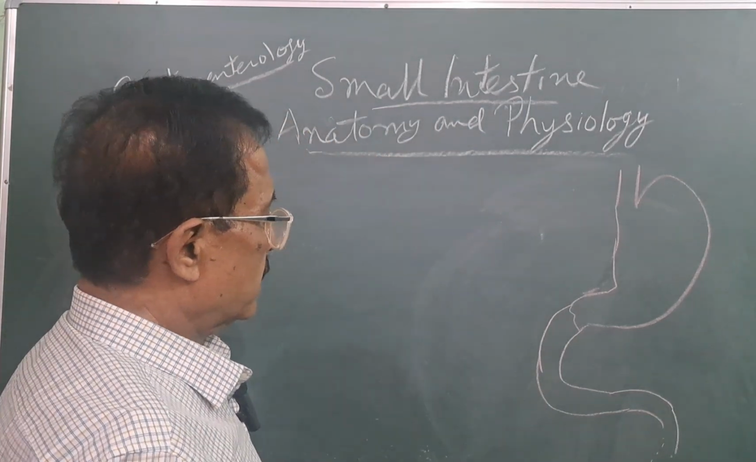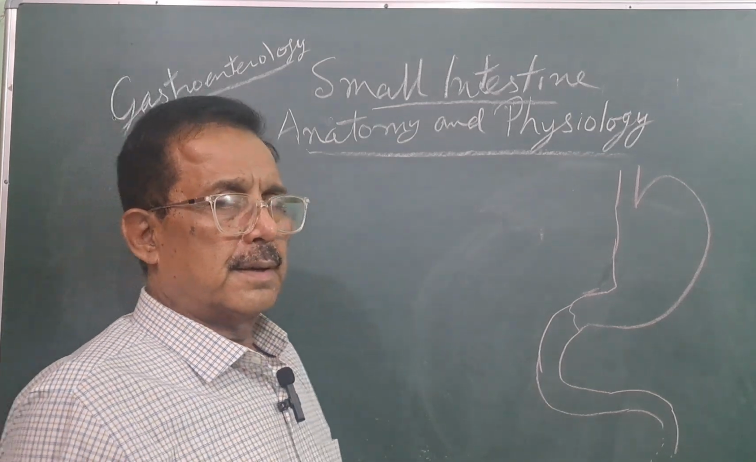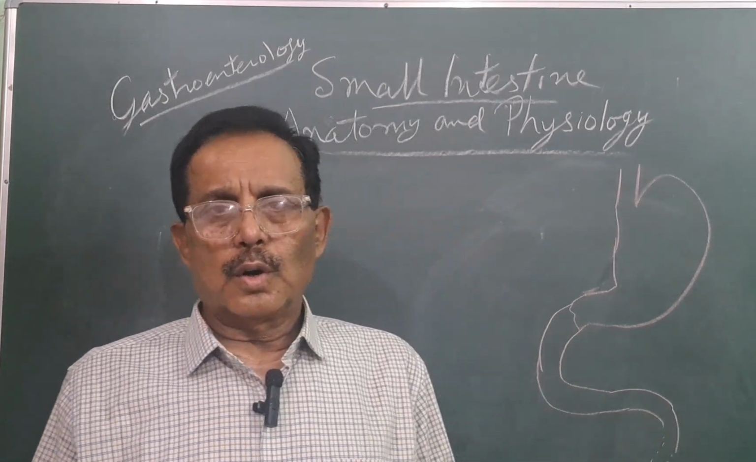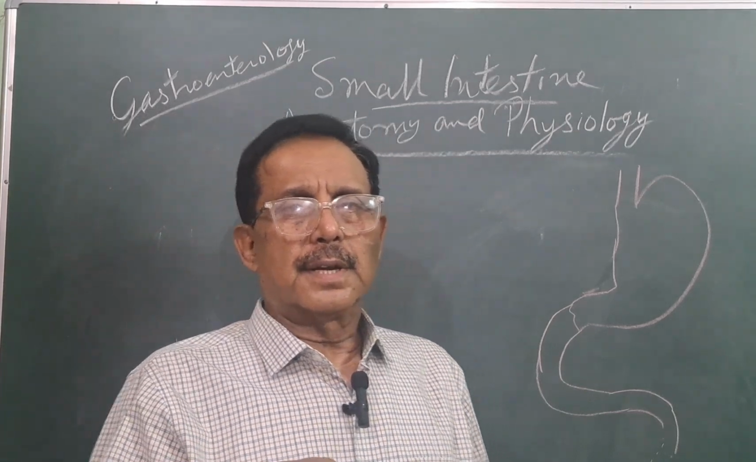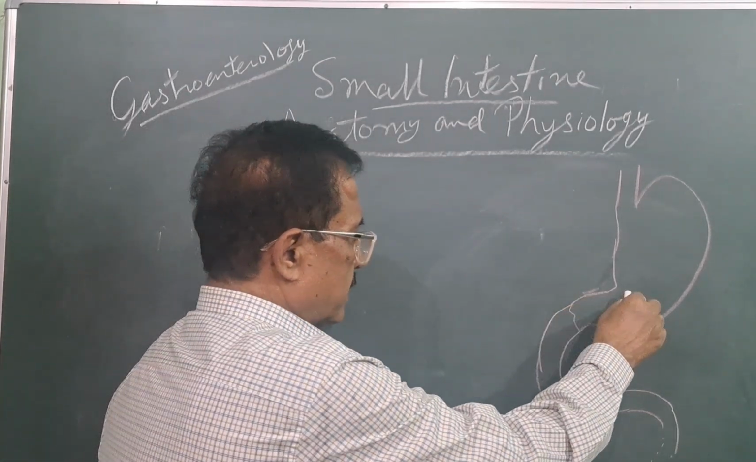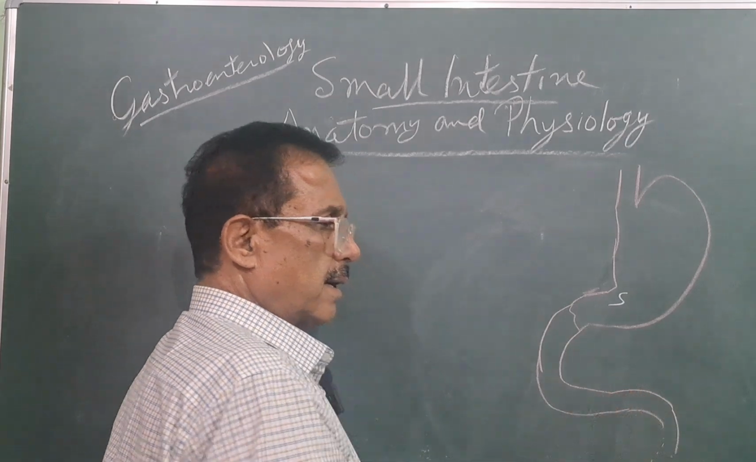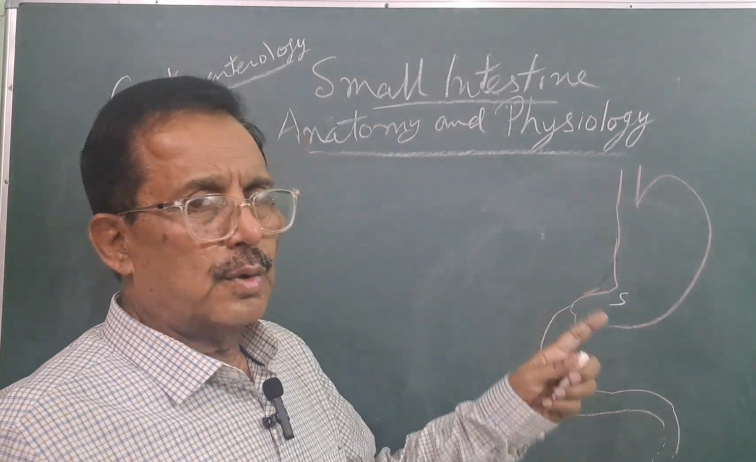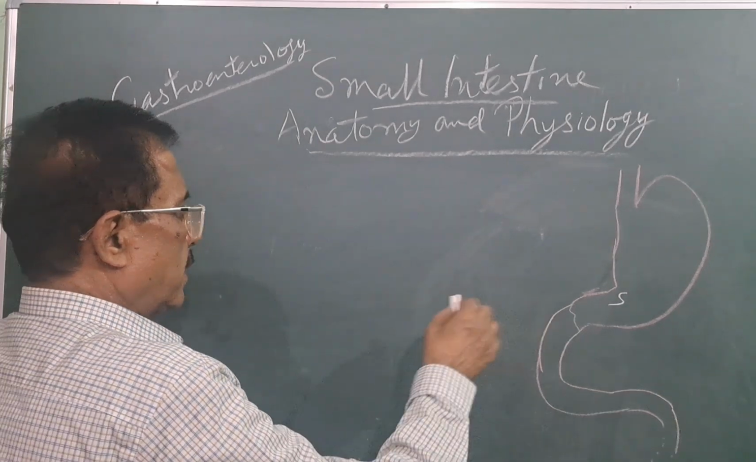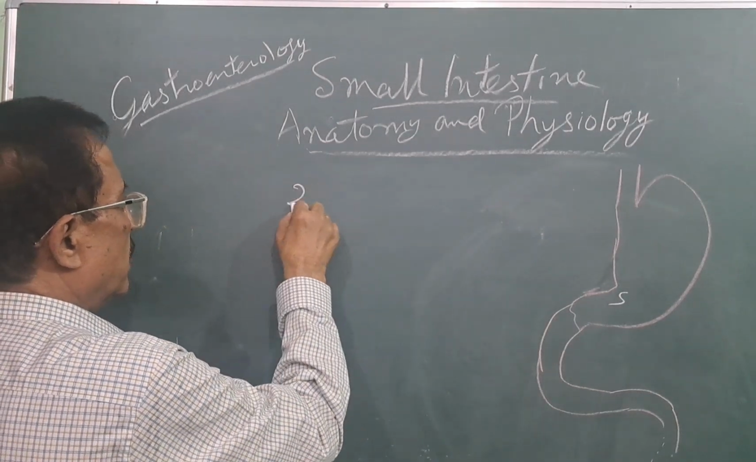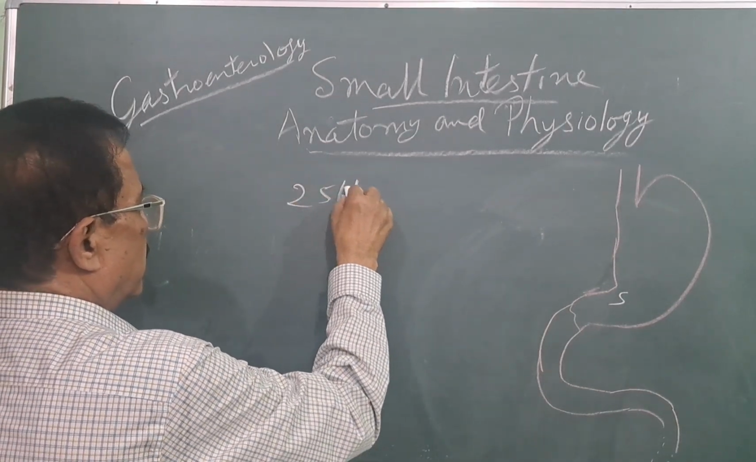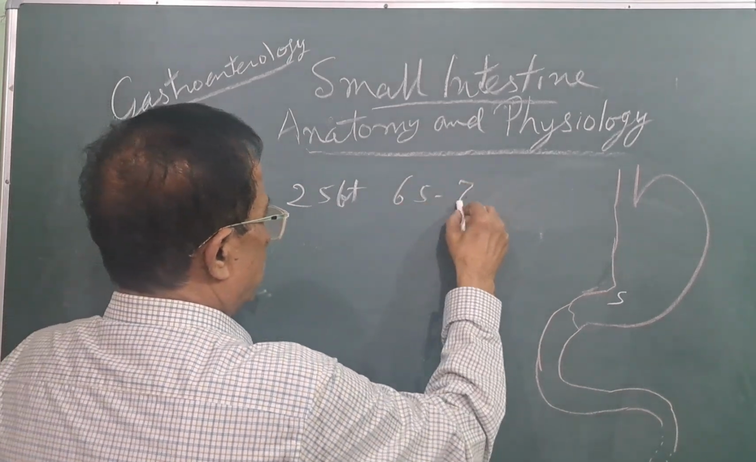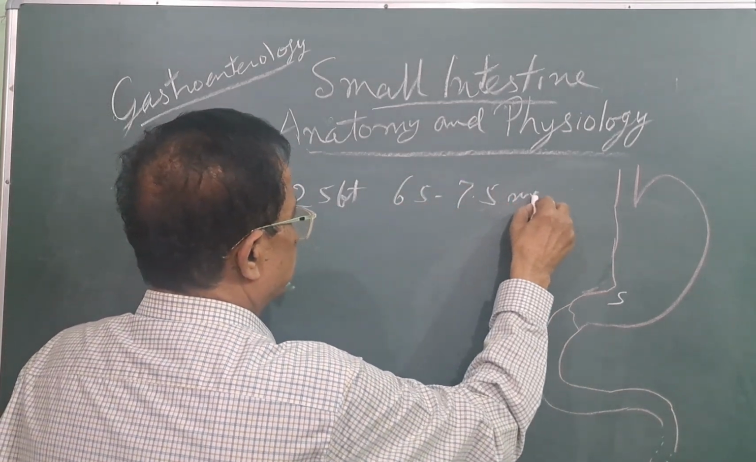What is a small intestine? A small intestine is a long, muscular, hollow tube which connects the stomach and large intestine. It is continuous from the stomach to the large intestine, and its length is about 25 feet, 6.5 to 7.5 meters.